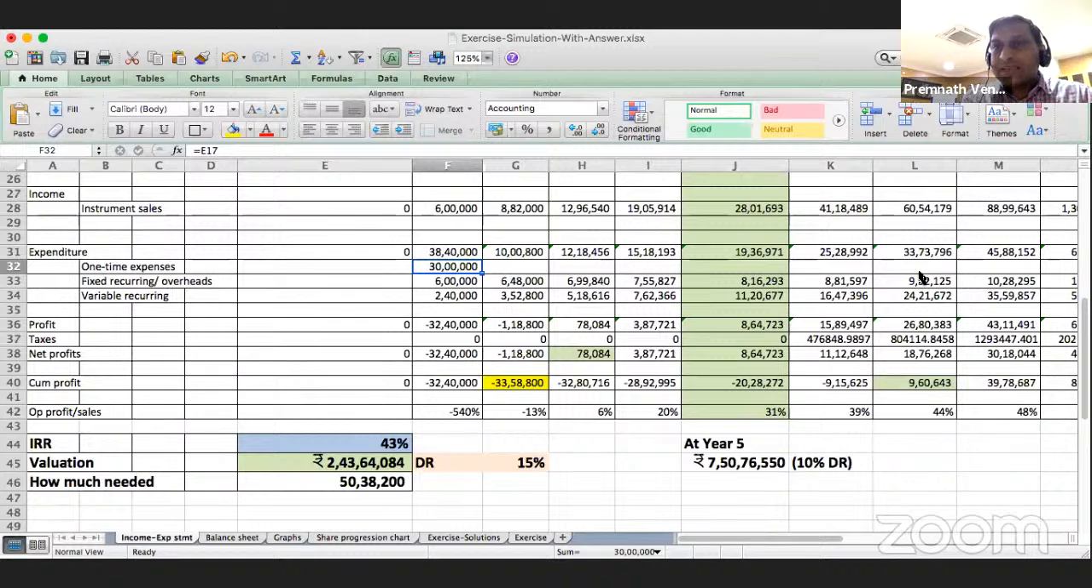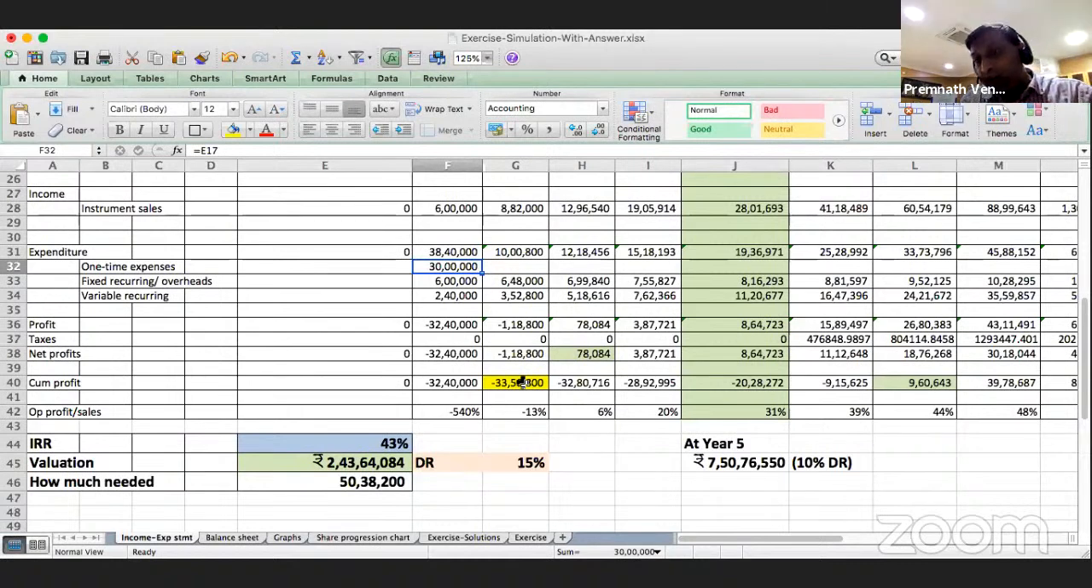Tulsi says, we assume we get 30 lakhs as a 0% loan, or we get it from the investors. Yes, we're going to get the money from the investors. I'm going to show you how that comes in, and that is the next part of my story.